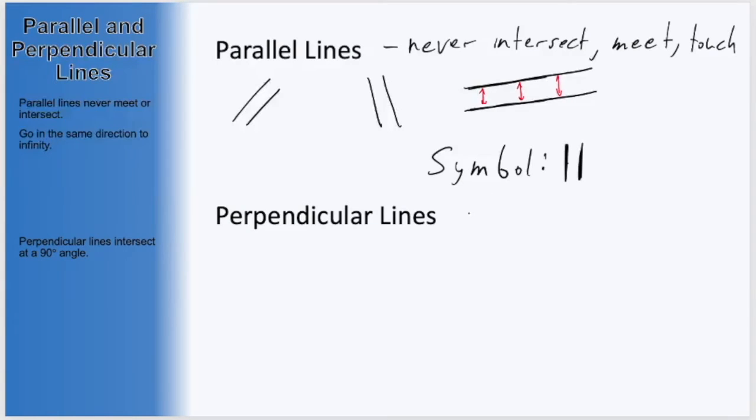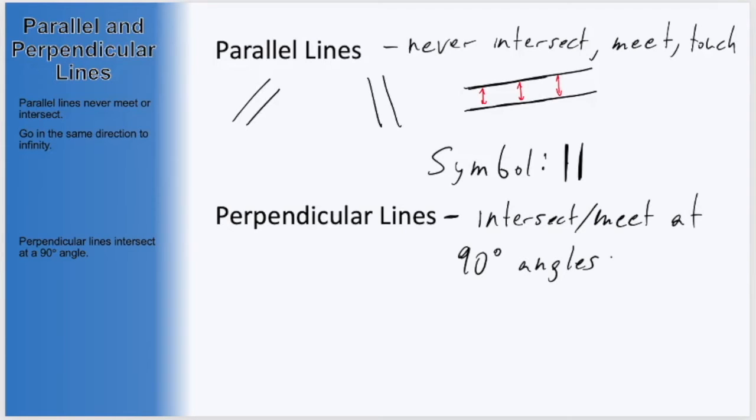Next up, perpendicular lines are lines that intersect or meet at 90-degree angles. These 90-degree angles, or right angles, can be seen from these perpendicular lines. Here's one pair, and another, and one more. At each intersection here, the lines form what looks like the corner of a box or square.